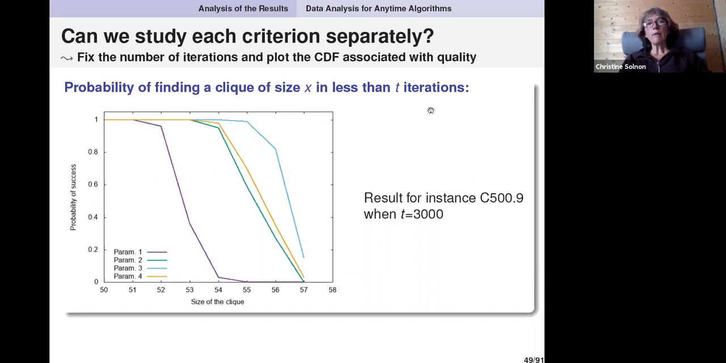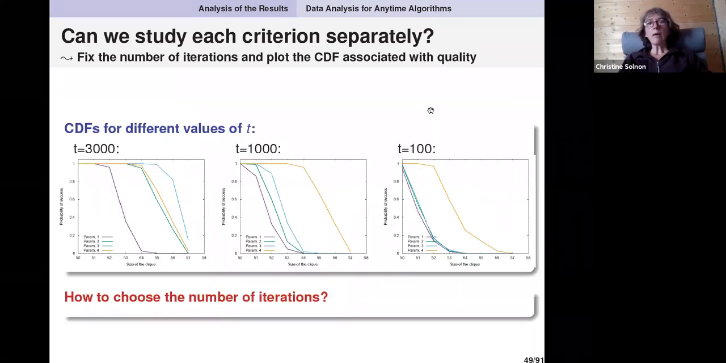However, if I change the value of t, I change the conclusion. If I fix the time limit to 1000 iterations, then the best parameter is the yellow one. And when I shorten this time limit, I notice that I have 3 parameters which have nearly the same performance. And the best one is the yellow one.